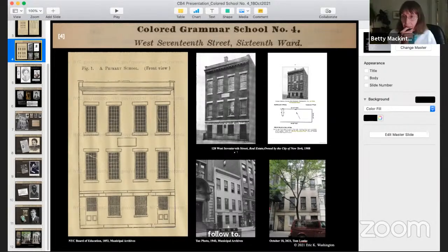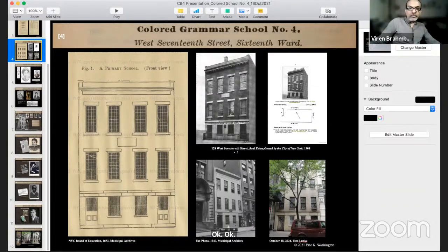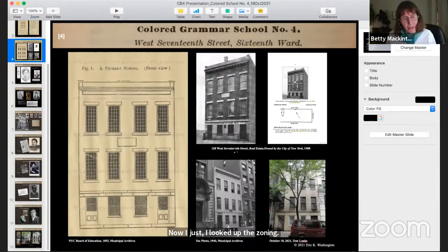Okay, Viren? Okay, yeah, thank you. No, I looked up the zoning. It's zone C6-2A, commercial FAR of 6, residential of 6.02, community facility FAR, residential district equivalent R8A. So it could have several uses theoretically in that district. Anyway, let's see, who's next? Bert?